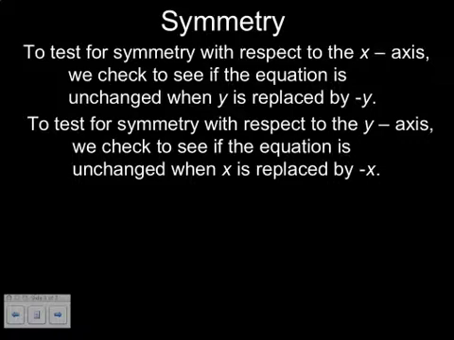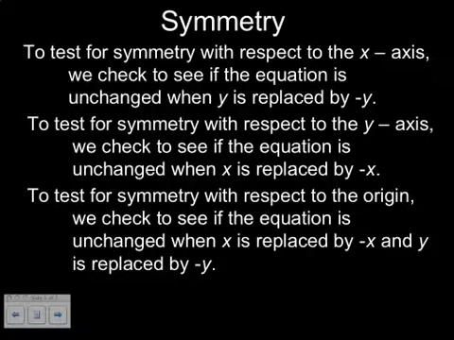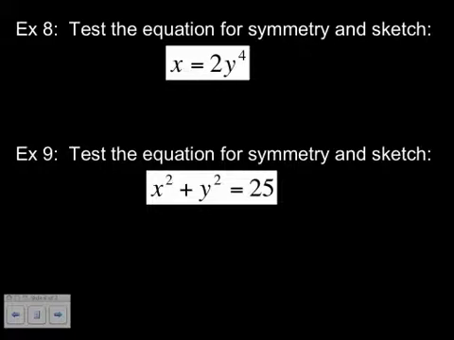To test for symmetry with respect to the y-axis, we check to see if the equation is unchanged when x is replaced by negative x. Finally, to test for symmetry with respect to the origin, we check to see if the equation is unchanged when x is replaced by negative x and also y is replaced by negative y. Okay, we're going to test a couple of equations here. And we'll stop for the video to show the examples of testing for those.